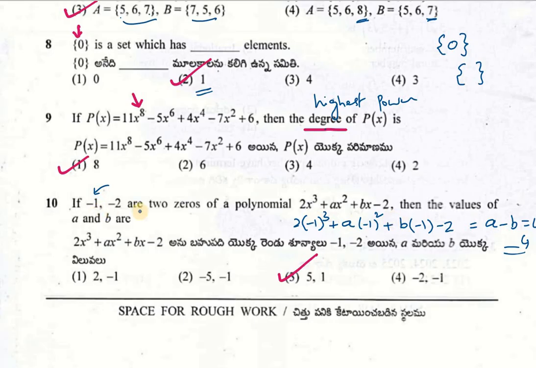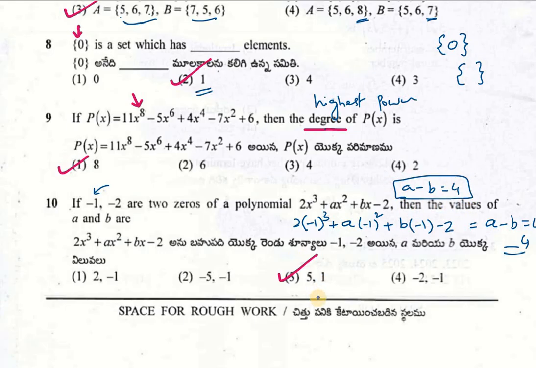If you write minus 1 instead of x, what will we get? Here 2 into minus 1, minus 2 you will get. A into 1, a you will get. B into minus 1, minus b you will get. Here you will get minus 2. So a minus b is equal to 4 you will get.